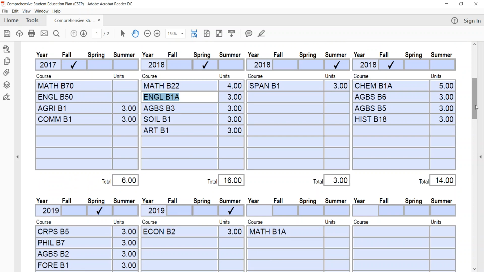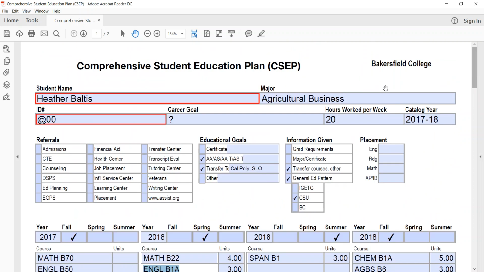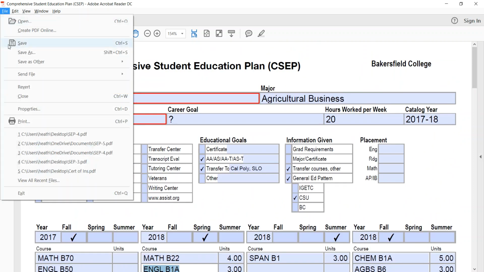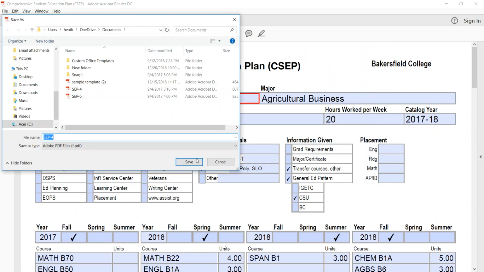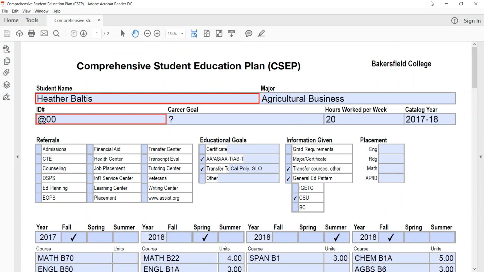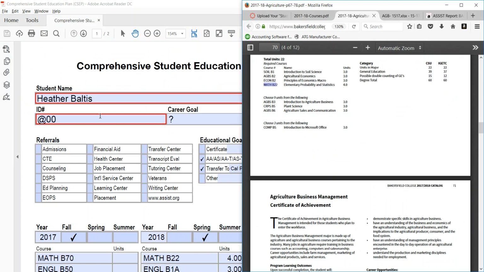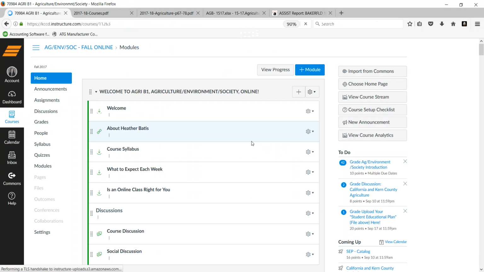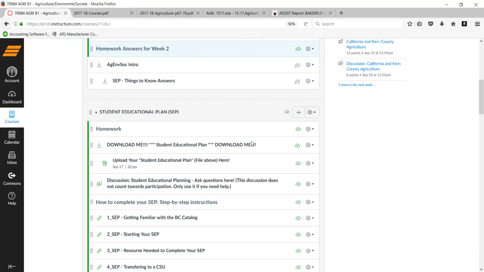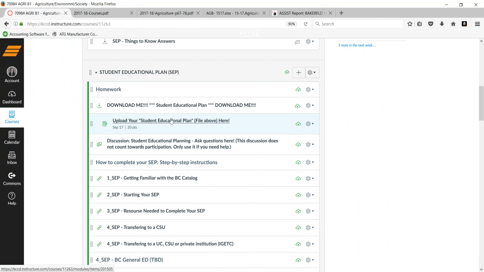When you're done with this, what I ask that you do is you save it as a PDF. So we'll go up here, save as, continue to save your document. And then what you'll need to do is upload this to our class. So you'll go over to, let's go back to our home page. You'll go to our class, and where you found this document, right underneath is a submission page. So you'll upload your student ed plan to here.